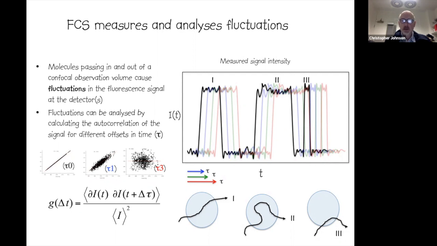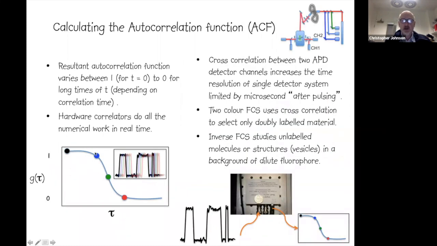As we progressively increase the offset in time to longer and longer times, the correlation between the original fluctuation and the offset fluctuation no longer exists. So what we end up with is a declining function that will go from a value of one at time zero to zero correlation at very long offset times. Fortunately for us, there are hardware correlators, and these are able to do all of this mathematical calculation in real time.